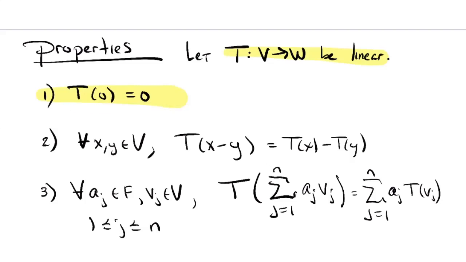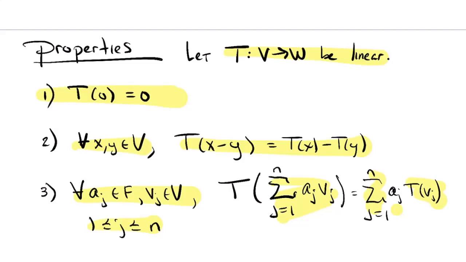Nice. Another one: for any 2 vectors x and y, T of a difference is the difference of the T's. That follows from linearity. And then this third one is kind of just an inductive one. If you take a bunch of scalars and vectors, n of them, and you apply T to their sum, well, then you get the sum of the scalars times T of the vectors. So it pushes through more than just one sum.